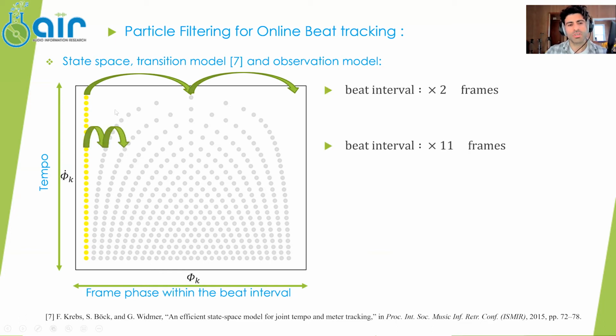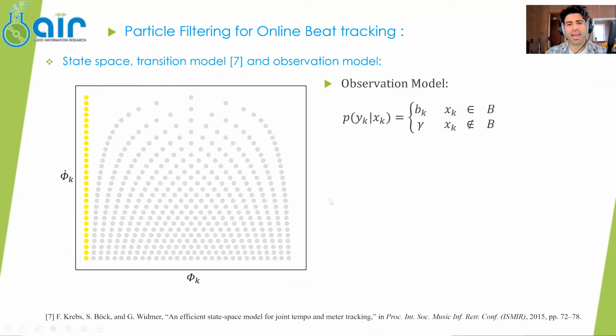So we have two scenarios. At the top row, we have only two frames that construct one beat interval. However, the bottom one requires 11 frames. So what does this give us? It tells us that we need to pass 11 frames to get to a new beat position. So if, for example, each frame is 10 milliseconds, we require 110 to go from one beat to the next beat. And also we have our observation model for beat and non-beat.